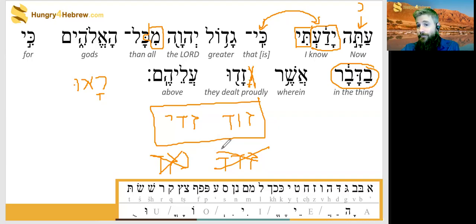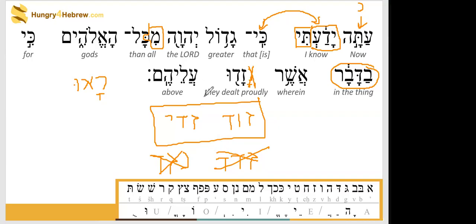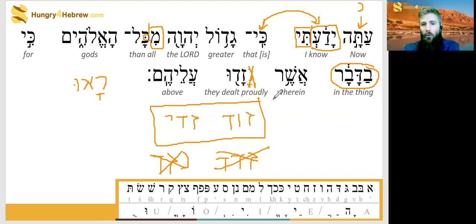I don't know which one it is. I'd have to look it up. They dealt proudly. It's not a common word. You know, 49% of the words that show up in the Bible only appear once or twice, and I will be the first to admit I don't know all the words in the Bible. So here's an interesting one that we'll have to go look up.